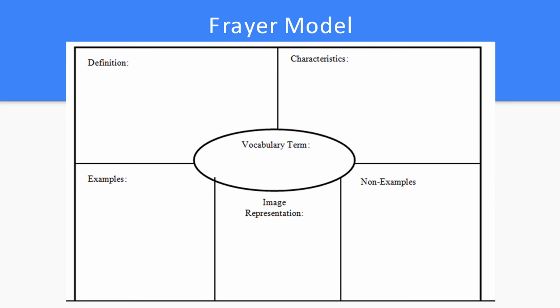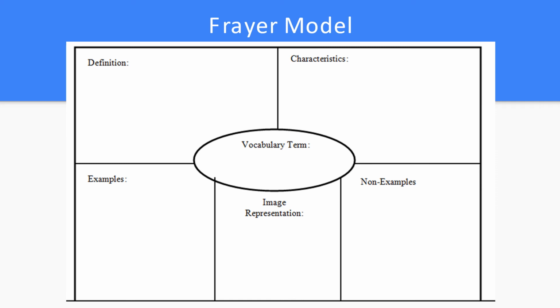So the last strategy I will talk about is the Frayer model. So just like the what, so what, now what strategy, the Frayer model can also be used as a graphic organizer. So something that is just on a piece of paper, they can use as notes, they could turn in, they can put it in an interactive notebook.